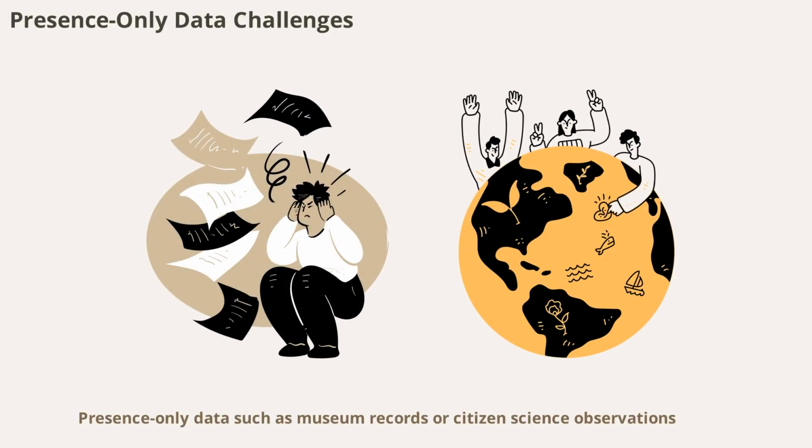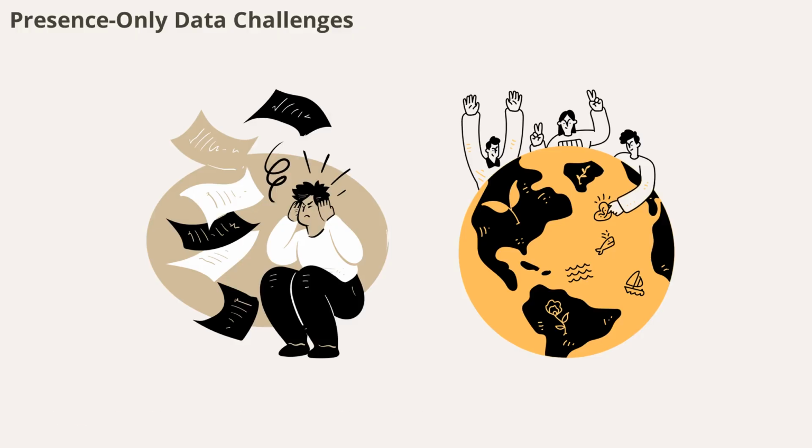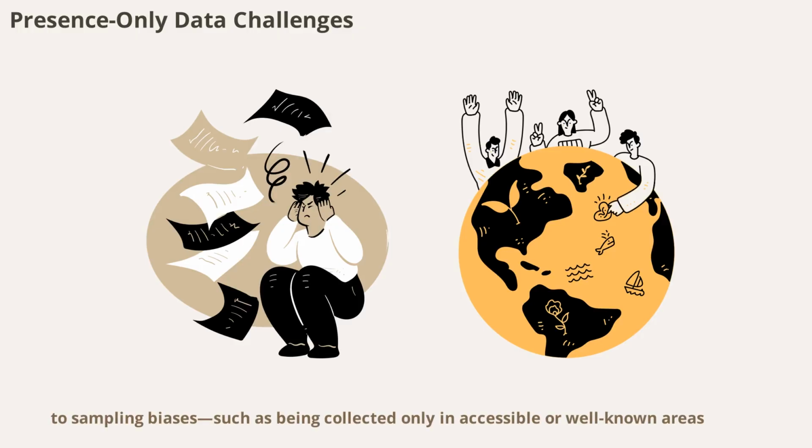Presence-only data, such as museum records or citizen science observations, are widely used in SDMs but come with unique challenges. These data often have errors in location or taxonomy and are subject to sampling biases, such as being collected only in accessible or well-known areas.